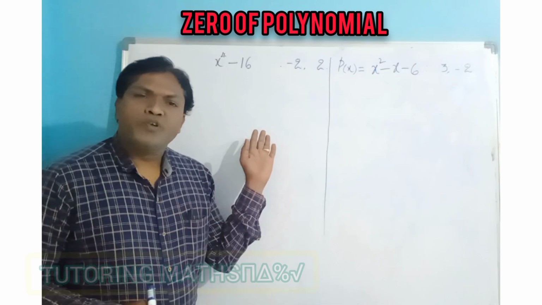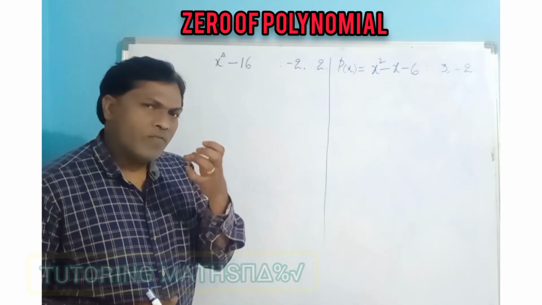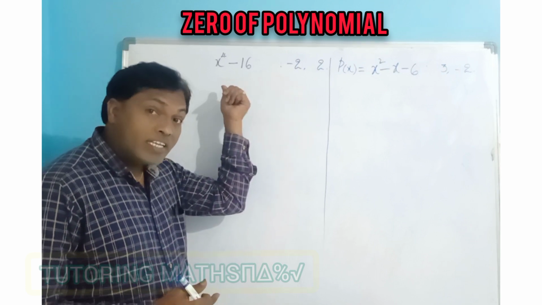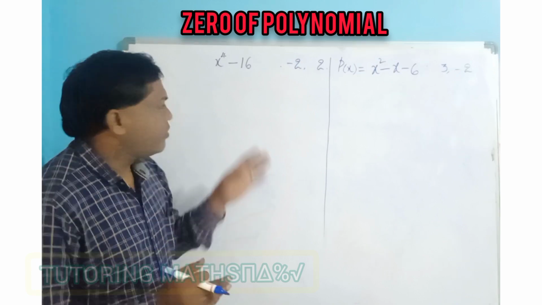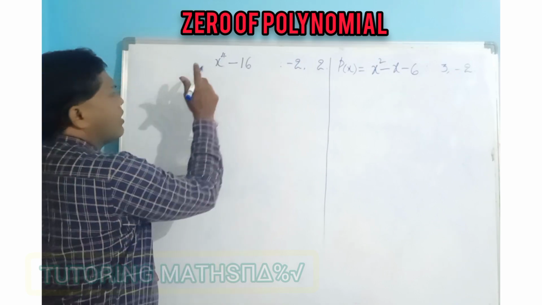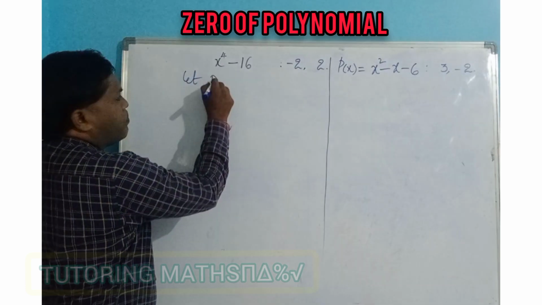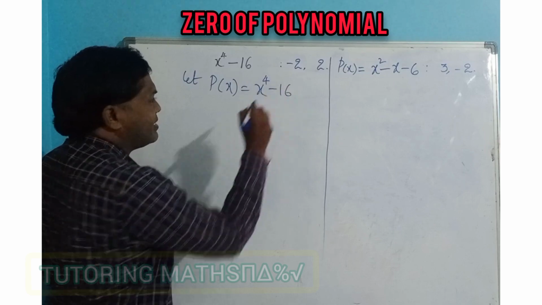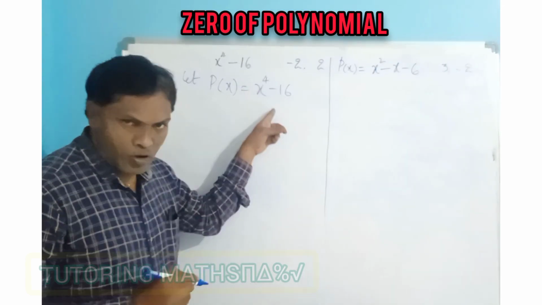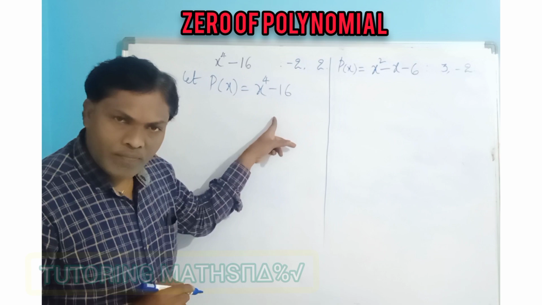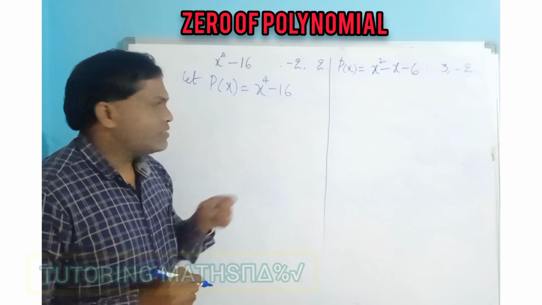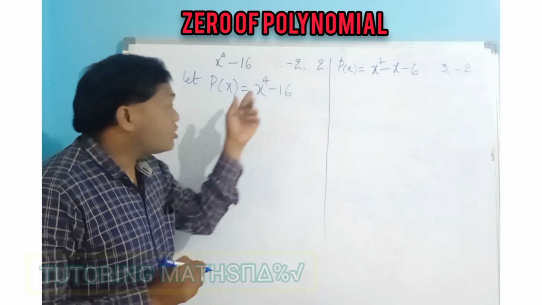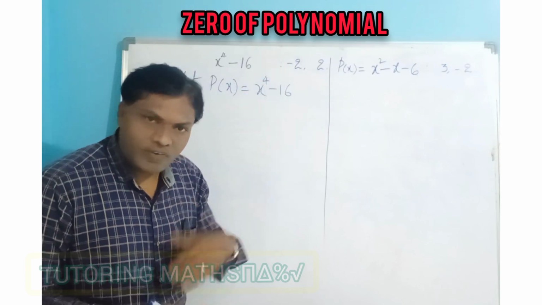In today's class, let us verify some values, whether they are zeros of the given polynomial or not. For example, let p of x is equal to x to the power of 4 minus 16. Let it be a polynomial. We have to verify whether minus 2 and plus 2 are zeros of this polynomial or not.